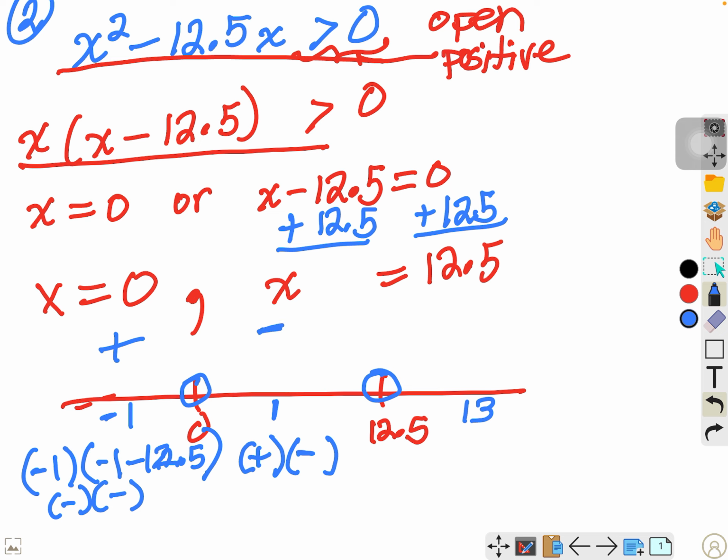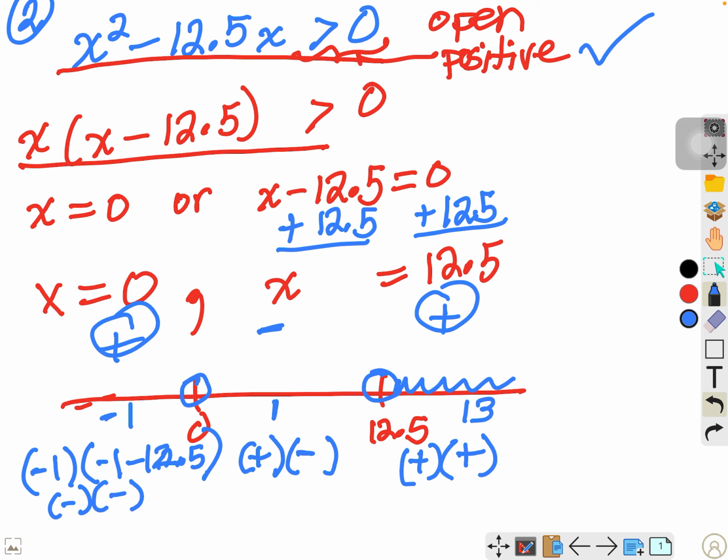Testing 13, replace x with 13, that's positive. And then 13 take away 12.5, that's going to be positive as well, making this region positive. And that's exactly what I'm looking for. I'm looking for the positive region or regions, and that happens to be 2 of them, the left and the right. So I'm going to shade all of those answers less than 0 and greater than 12.5.